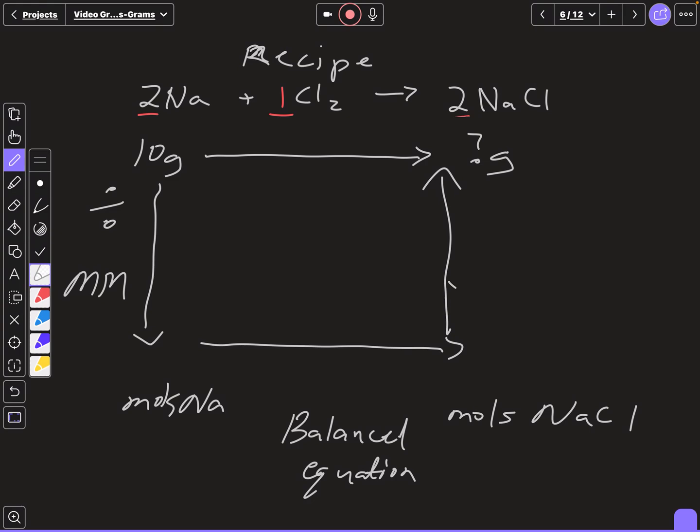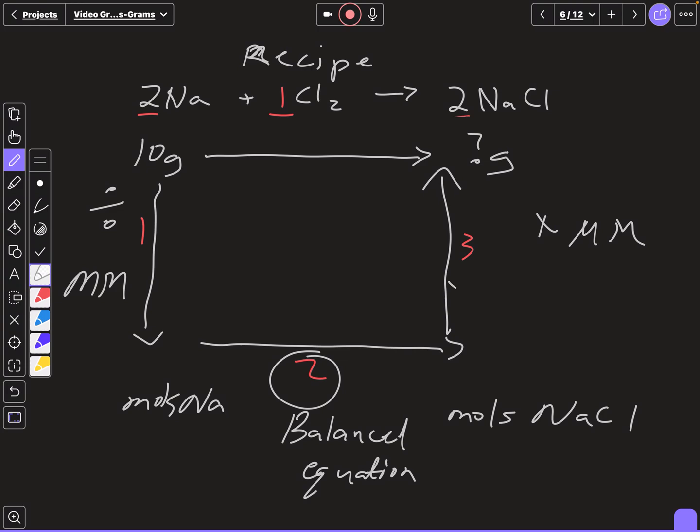And that's my first step in the problem. My second step would be to go from moles of Na to moles of NaCl. And then my third step, I just need to convert from moles of NaCl to grams, so I would multiply by the molar mass. If you notice, step 1 and step 3 is what we did in the last unit. It's just converting moles to grams and grams to moles. Step 2 is the only new step, and that's when we use the balanced equation to go from moles of one substance to moles of another substance.